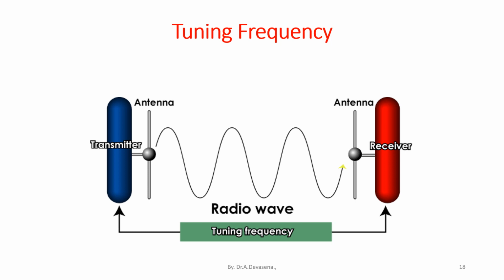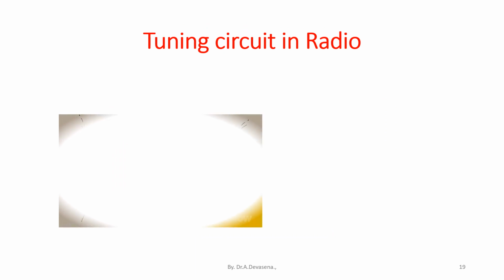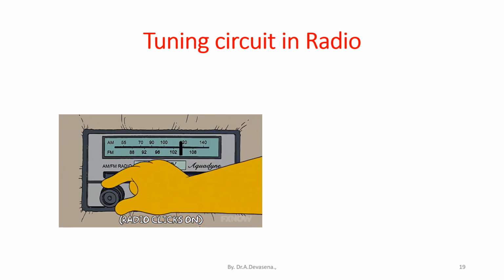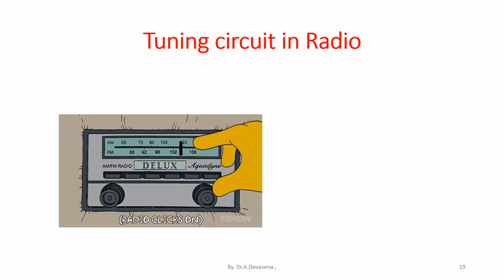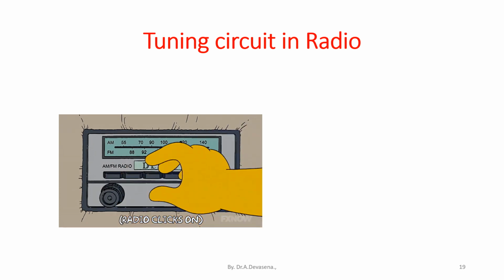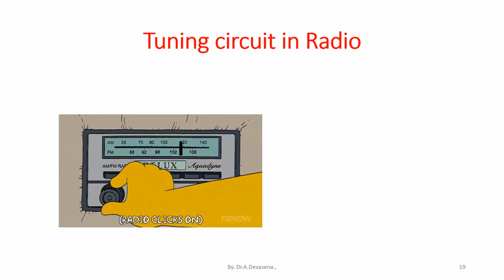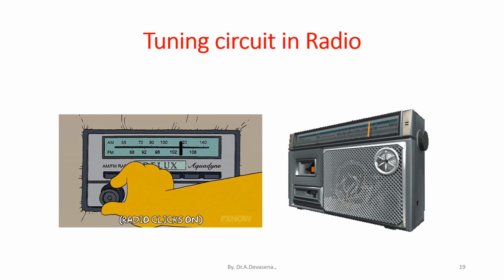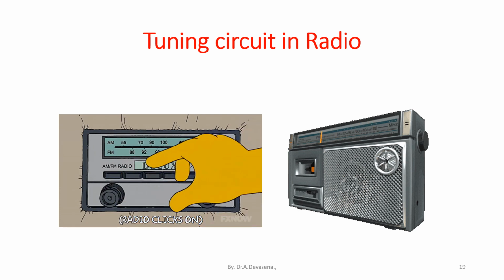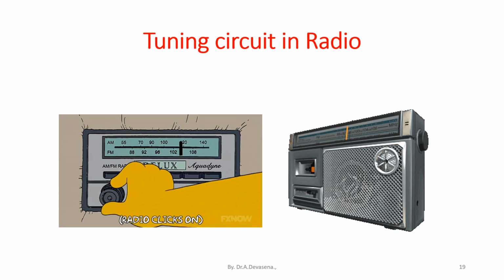In our receiver, we are having an antenna. The antenna has to tune the frequency that is being generated in the transmitter side. For that, tuning circuit plays a vital role. Let us see tuning circuit in radio. Tuning circuit plays a vital role in the radio. With the help of the tuning frequency only, we can receive the information from the particular radio station. Another way of representing the tuning frequency. By adjusting the knob in the tuning circuit, we can exactly locate the frequency of a particular radio station. This process is indicated in this diagram.